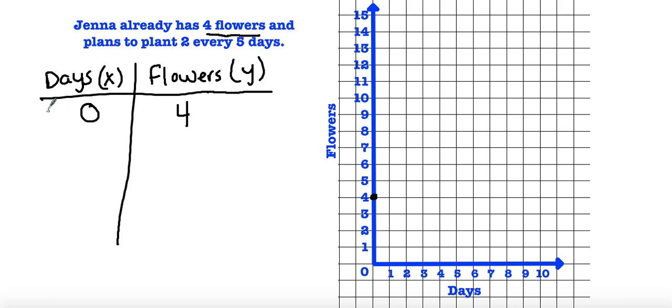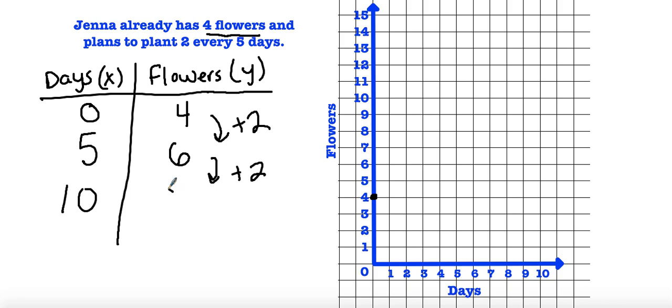So what we could actually do is we could count by the days. So after 5 days, she planted 2. And then after 5 more days, which is at 10, she planted 2 more. Sorry, I wrote that wrong. She planted 2 more, which is 6. After another 5 days, she planted 2 more, which is 8. After another 5 days, she planted 2 more, which is 10, and we could keep going if we'd like to.